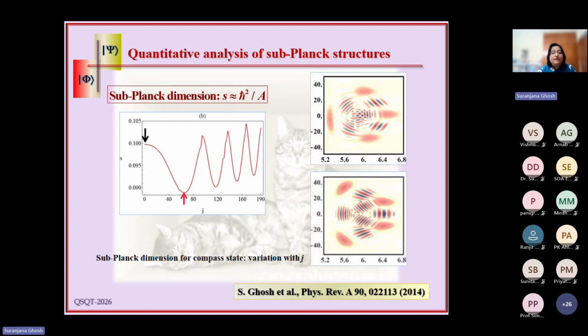For the compass state as well, one can check. When J equals 0, it looks like this compass-like state, but the minimum sensitivity comes when J is equal to 64. This is the second picture. One can see it's a kind of rotated compass state. Very interestingly, we also got the same thing when we considered wave packet interferometry, where we got the maximum sensitive structure as well. So it shows the enhancement of sensitivity when we consider the rotational effect.